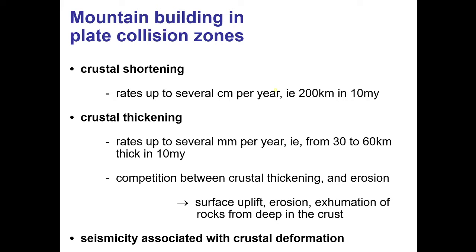Okay, so competition between crustal thickening and erosion is the battle here. If we have too much erosion, we will counteract whatever we're building up. So surface uplift, erosion, exhumation of rock from deep in the crust. Exhuming means exposing. So if you imagine a granite forming at some 3, 4, 5 kilometers depth, like up in the Snowy Mountains, and then we erode, eventually we will start to see granite peeking out, and it will be exhumed. So then at the bottom here, seismicity is associated with crustal deformation.